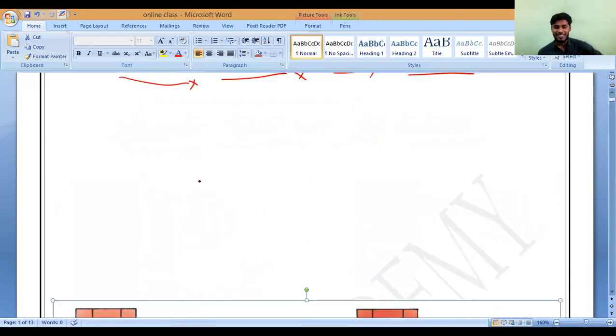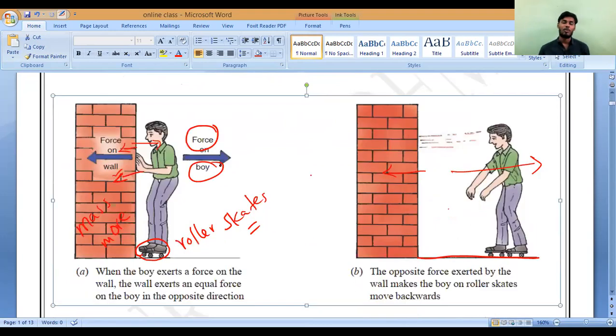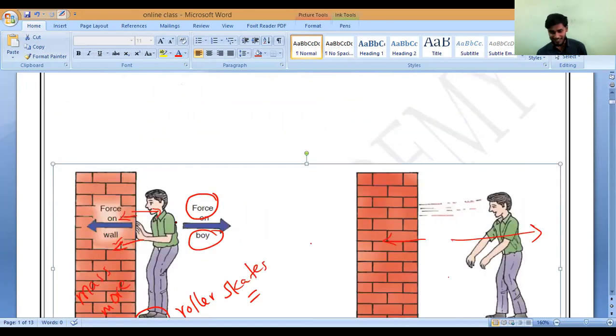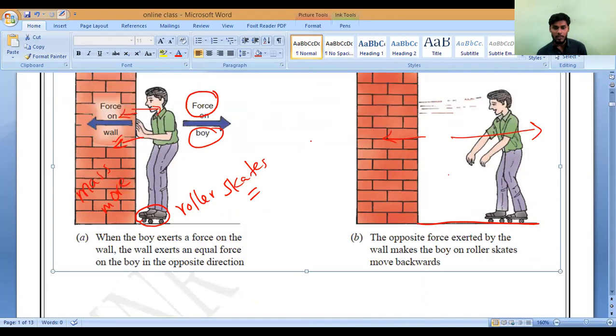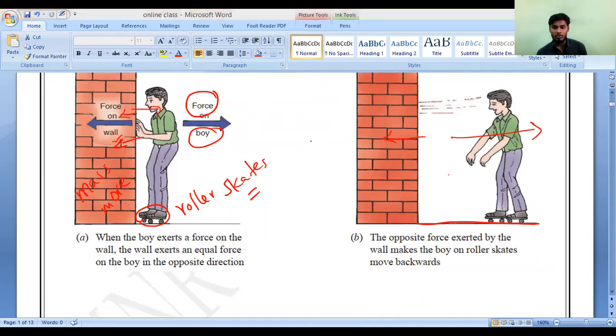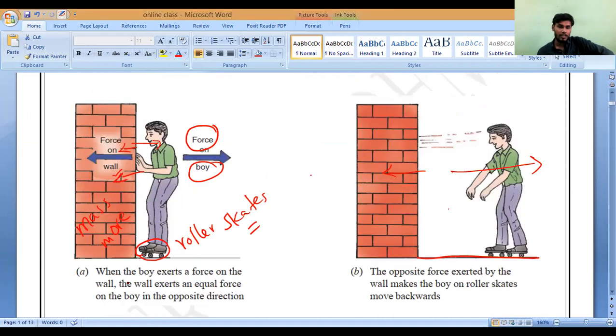Sir, you are saying an example: a boy is trying to push the wall with the help of roller skates and he is coming back. This is Newton's third law of motion. So observe very carefully, all of you. In this picture, we can explain the complete Newton's third law of motion. So let us discuss. A boy wearing roller skates stands facing a wall and pushes the wall with his hands. Have you noticed in the picture? He is trying to push the wall.